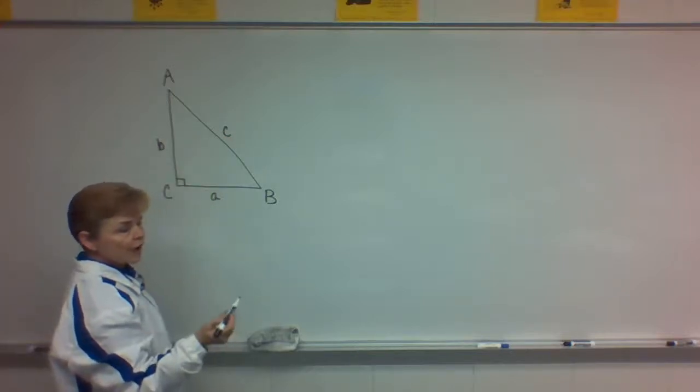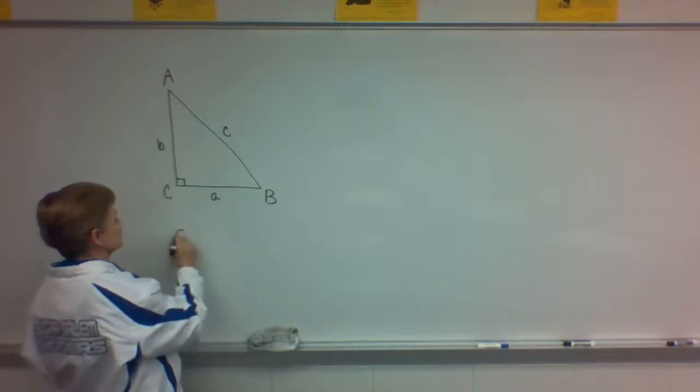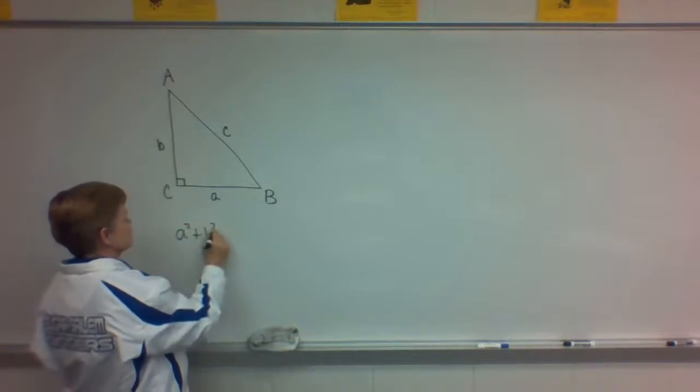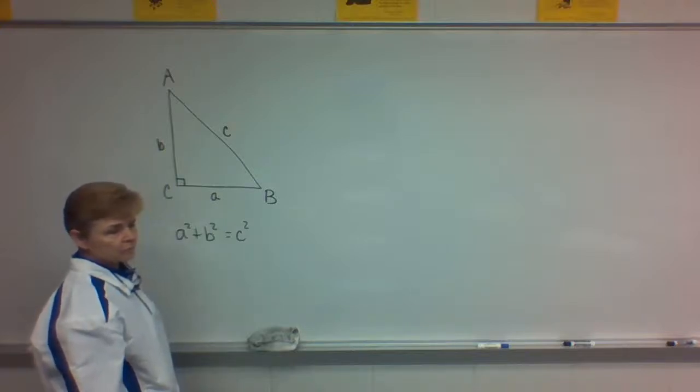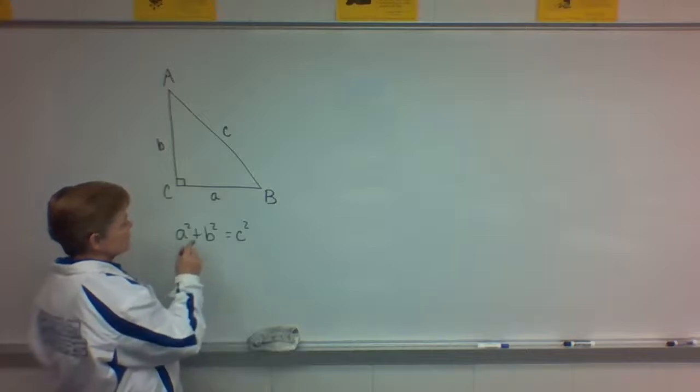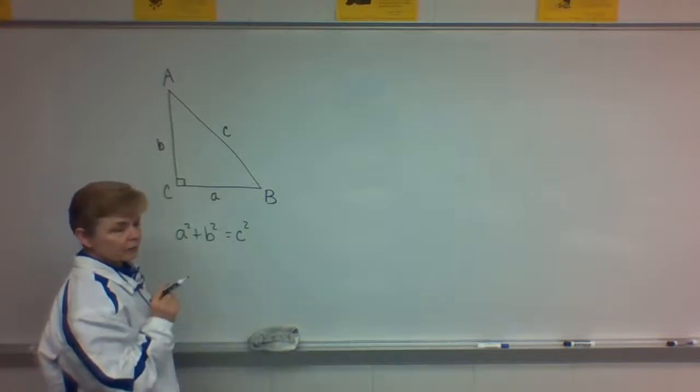And you already know how the lengths of the sides are related: A squared plus B squared equals C squared. That's the Pythagorean Theorem, and it only applies to right triangles. Are we good? Given any 2 of these, you should be able to find the third.